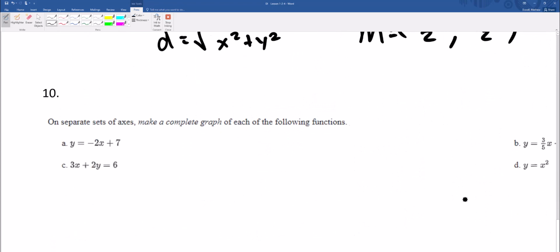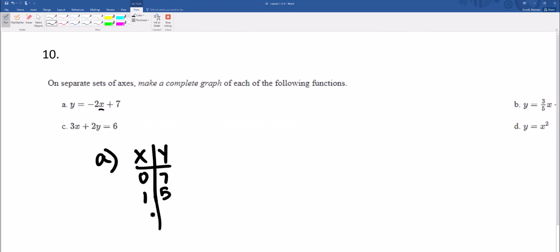On separate sets of axes, make a complete graph of each of the following functions. So for A, for example, you want to create a table and you want to plug in points. So if I plugged in 0, 0 plus 7. If I plugged in 1, 1 times negative 2 is negative 2. Negative 2 plus 7 is 5. If I plugged in 2, negative 4 plus 7 is 3. So that means I can graph that.